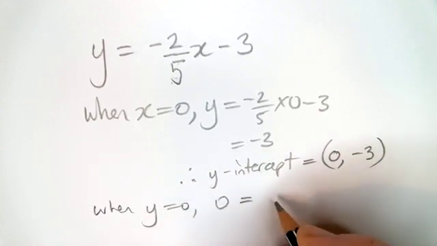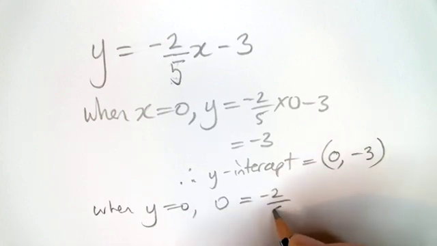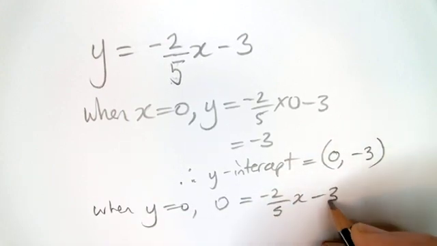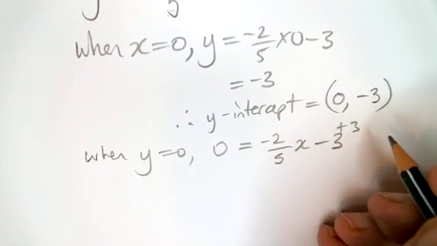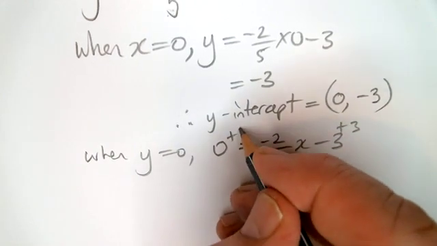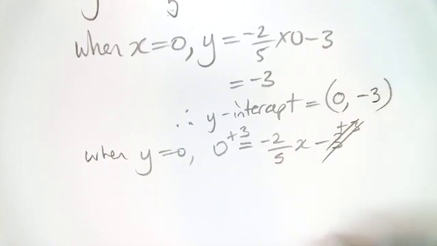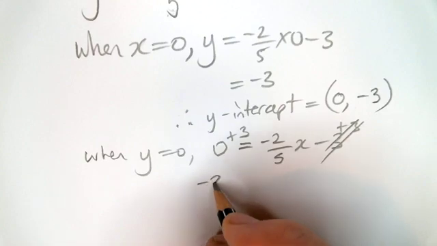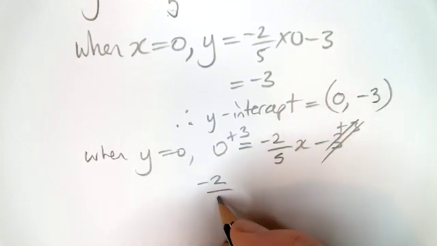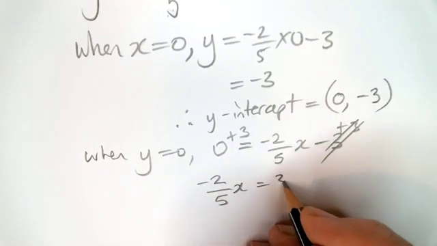0 is equal to -2/5 x minus 3. Then we're going to add 3 to both sides. So now this disappears, and we're going to have -2/5 x is equal to 3.